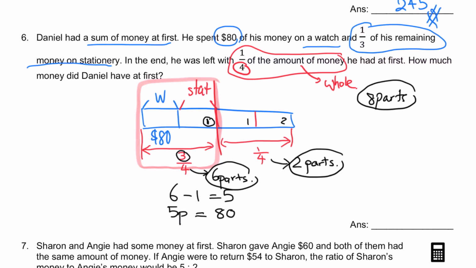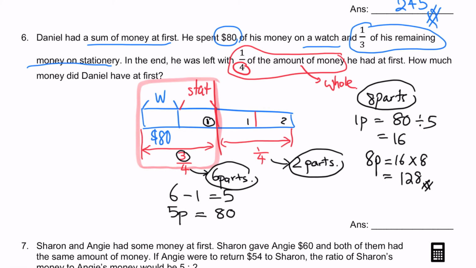But we need to find out one part first by taking 80 divided by 5. I will get 16. So total parts, 8 parts, would be 16 times 8, giving me $128. And that's my final answer. If you do not have a model, can you please draw your model now? This question you must draw.